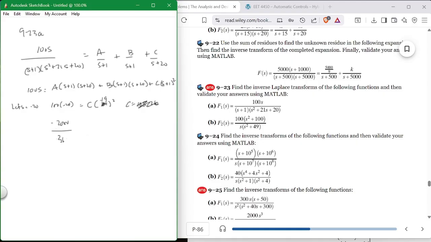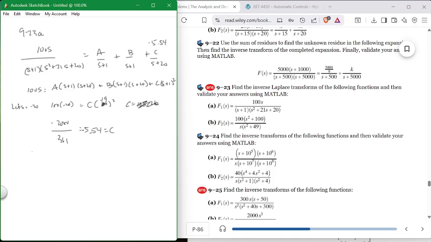2,000 divided by 361 is equal to 5.54. So that's equal to C, and that's minus 5.54. So now we found C. Now we don't know A and we don't know B.